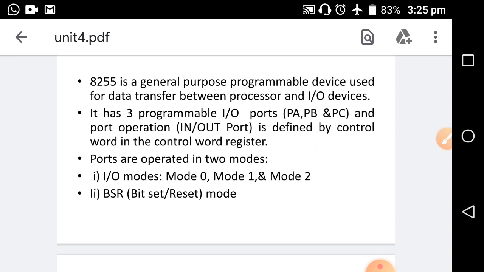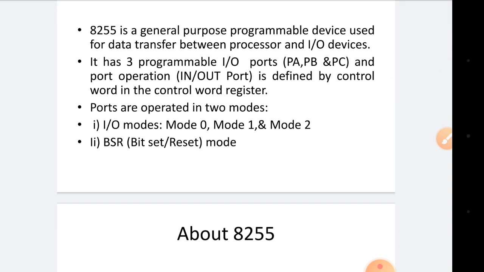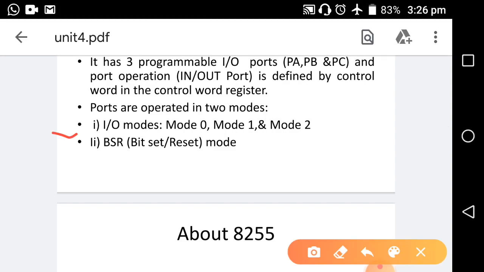Okay, and these ports can work in different modes. There are 2 types of modes, and the selection of the mode is also done by the control word register. One is the IO mode. IO mode represents the input and the output mode, which can also be categorized in 3 ways: mode 0, mode 1 and mode 2. And the mode selection in the IO mode is represented by the control word register.